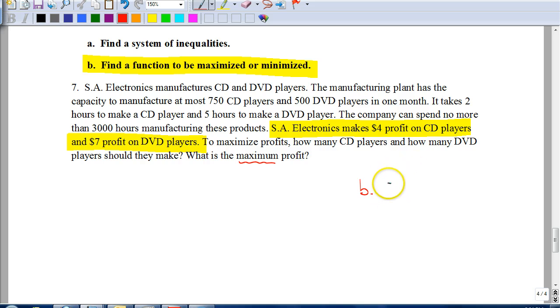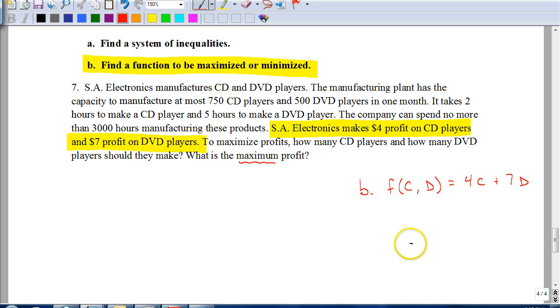So we're going to write this as a function. We'll say f of C and D, we'll use C for CD player and D for DVD player. And we make $4 on each CD player and $7 on each DVD player. So that's our function that's going to be maximized. And again, the reason why that's important is that it tells me what my variables are.